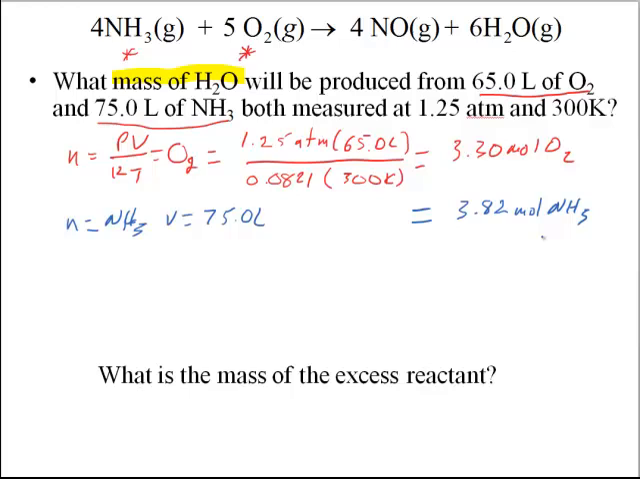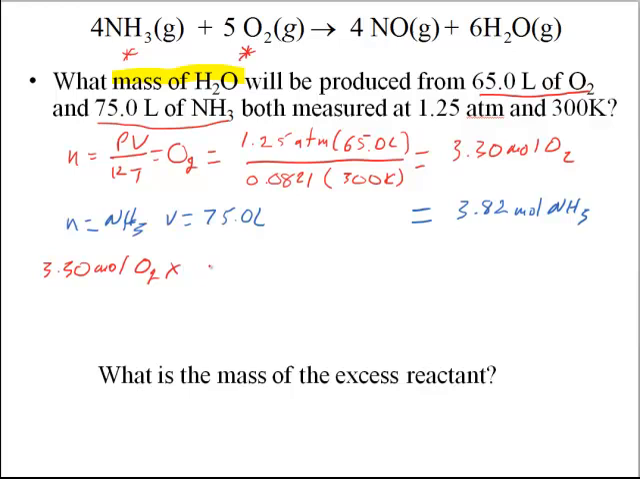Now let's look at what the question was. They want to know what mass of H2O. So we might as well go ahead and find the grams of H2O for both reactants, and then like we did last year, the smaller one will be our limiting, and that will give us how much was really produced. So I'm going to take my 3.30 moles of O2.